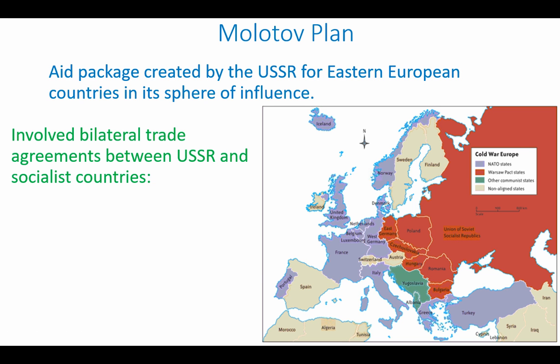So the Molotov Plan was the Soviet way of sending cash to its sphere of influence, and it involved bilateral trade agreements between the USSR and these socialist or communist countries, such as Poland, Czechoslovakia, East Germany, Hungary, Bulgaria, and Romania. So yeah, East Germany.